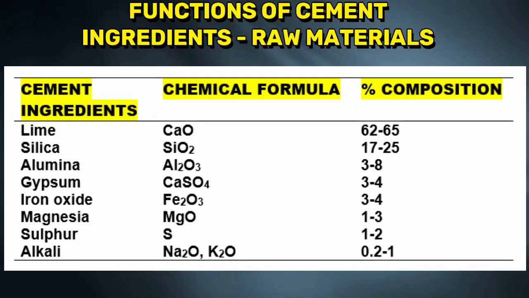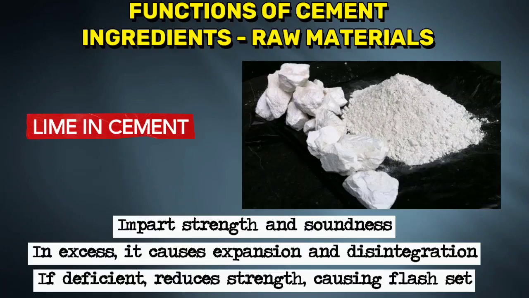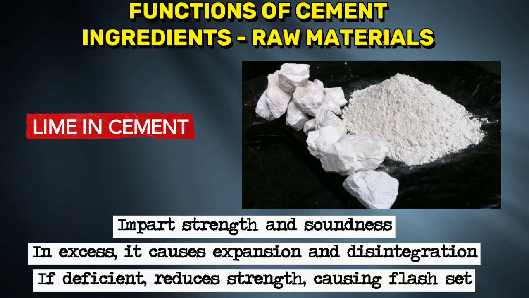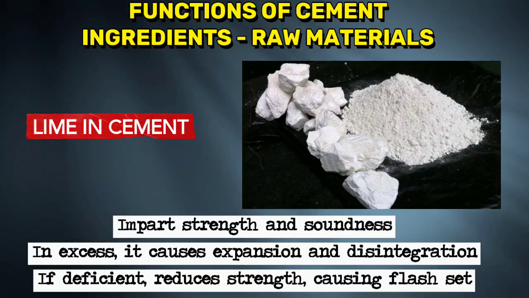So we'll be looking at these different raw materials and their functions in cement. Let's take a look at lime. The lime itself, calcium oxide, impacts strength and soundness. Soundness here means change in volume of the cement. If it is in excess, it makes the cement unsound and causes it to expand and disintegrate. But if it is deficient, it reduces the strength of the cement and causes it to set quickly, and we don't want that.